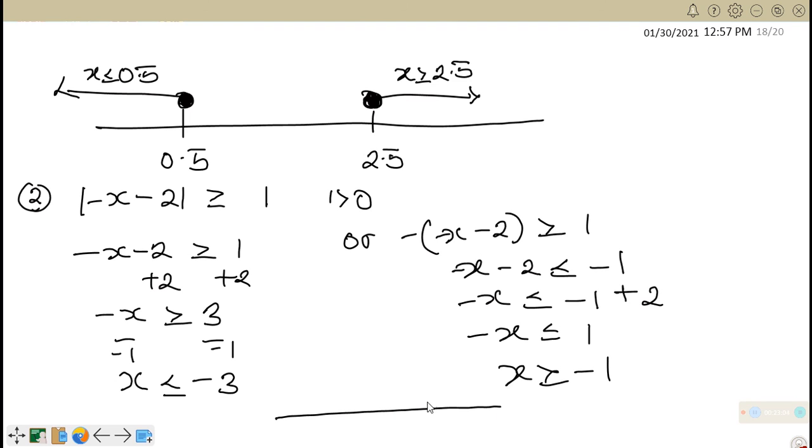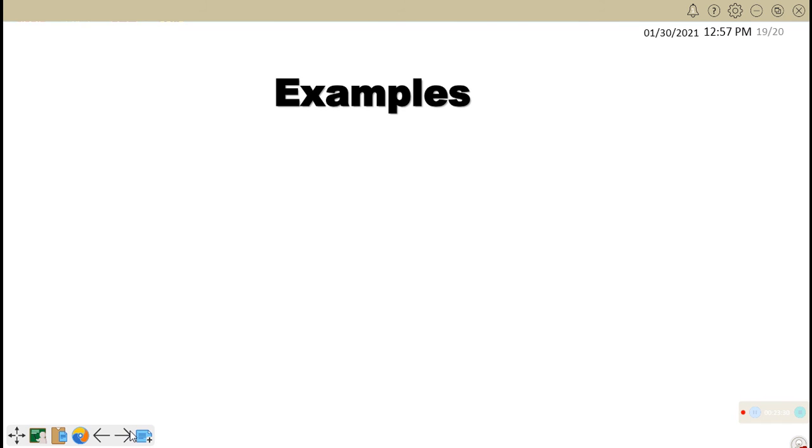Let's look at the answer on the number line. This is minus 1, x is greater than or equal to minus 1, we point this way, and this is minus 3. So x is less than or equal to minus 3, we also go this way. So that is the number line representing the solution. And finally, we have the final example here.